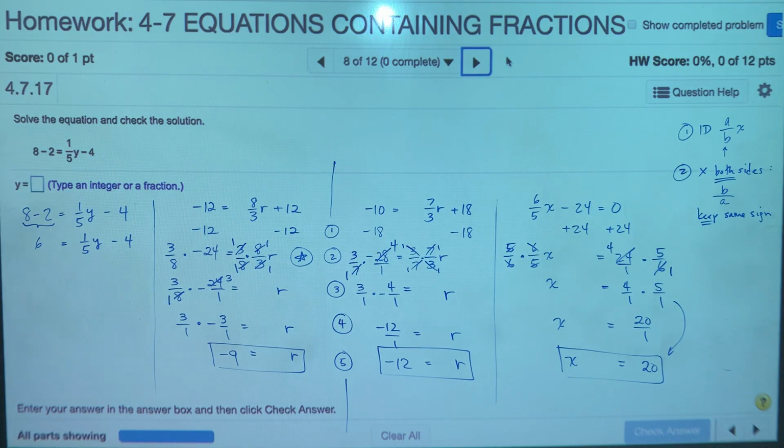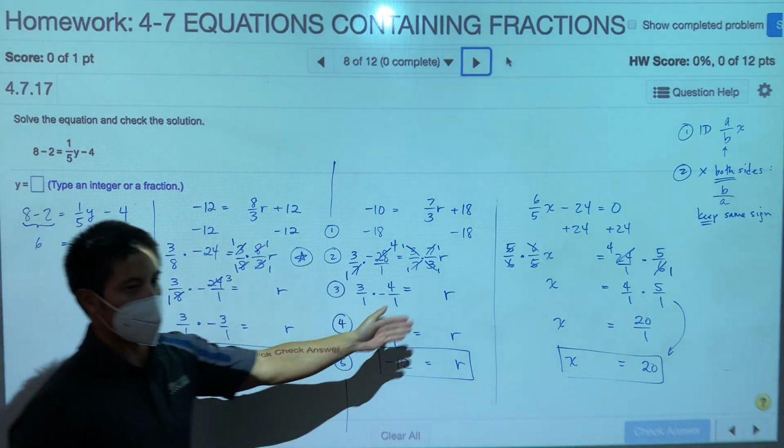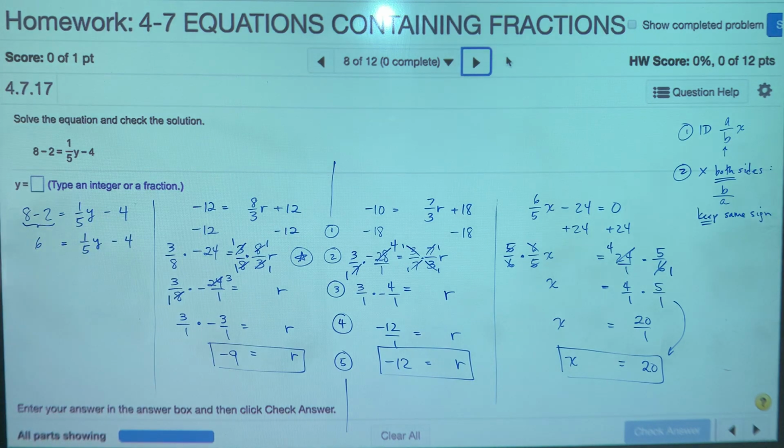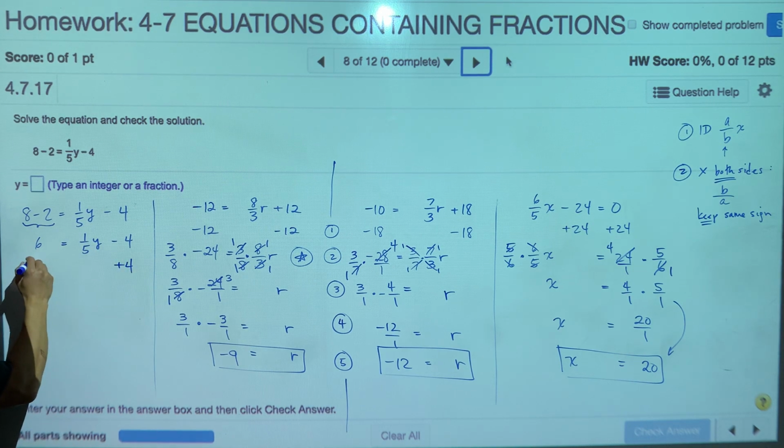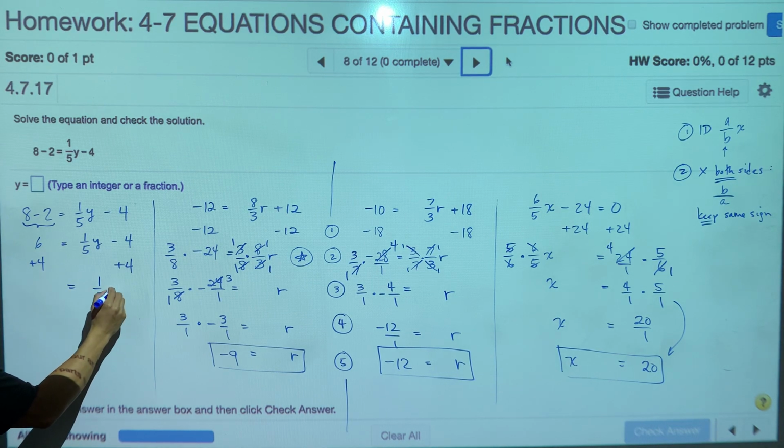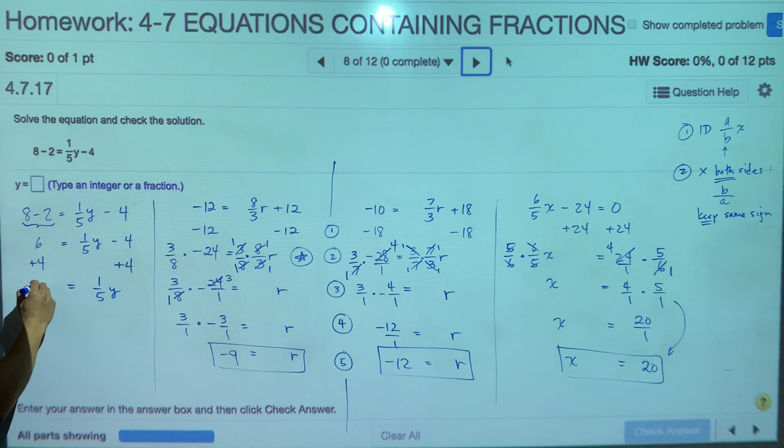From here, it is just like the previous ones. So if I need to make sure the letters are on one side and the numbers are on the other, it's a lot easier to probably move numbers than it is to move letters. That is why I'm not going to move this y term. I'm going to simply move the negative 4. So I'm going to add 4 to both sides so that I can get the letter term by itself and the numbers by themselves.